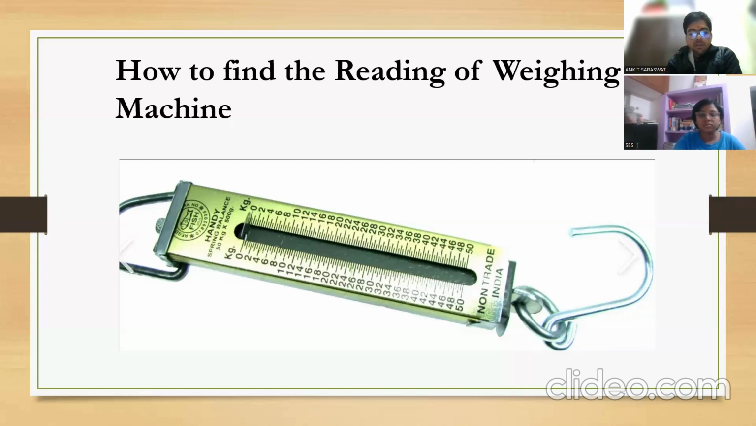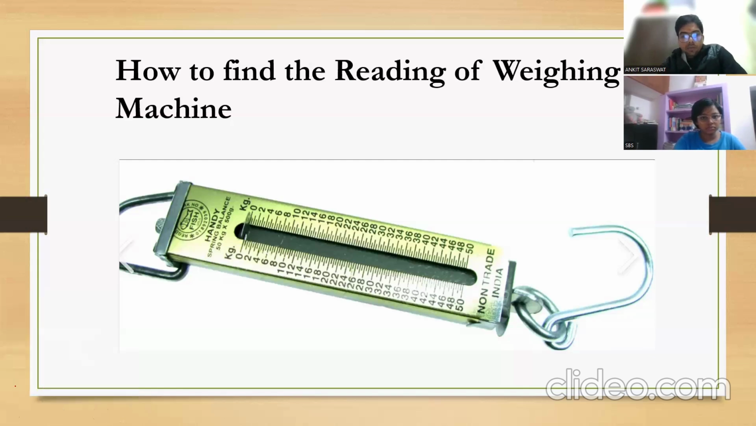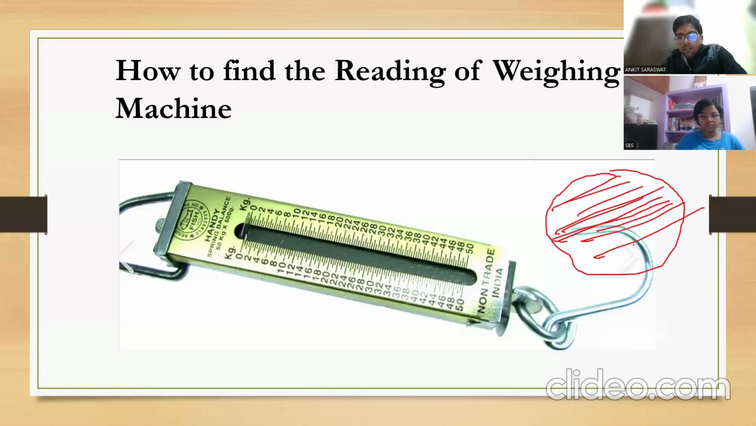I just want to give a little bit of clarity. How do we measure the weight of any load? I'm not saying only a cylinder, any load. You are fixing a load here, in this hanger. Then it is going to stretch. Can you see this pointer, this arrangement?